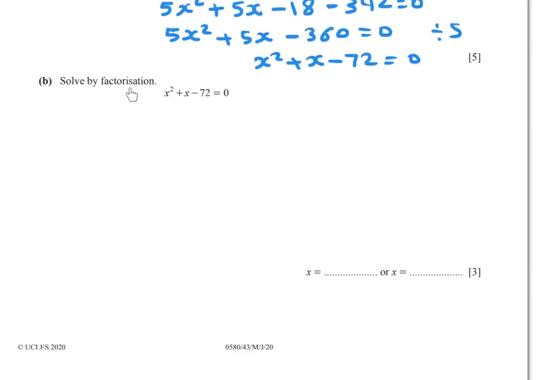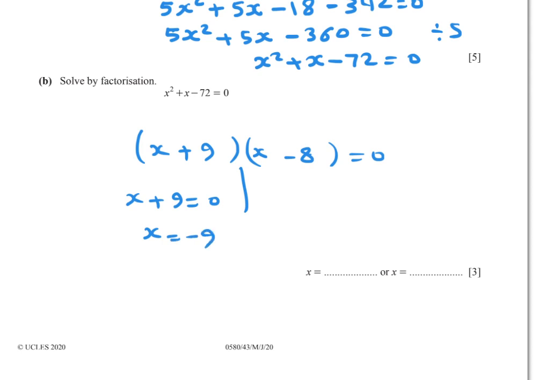Now B, solve by factorization, x squared plus x minus 72 equals 0. So no common factor, trinomial, so 2 brackets. x squared, x times x. Two numbers, if you multiply, you get negative 72. If you add, you get 1. Positive 9, negative 8. So plus 9 minus 8. So x plus 9 equals 0. This means x equals negative 9. This is the first solution. The second solution, x minus 8 equals 0. This means x equals 8.